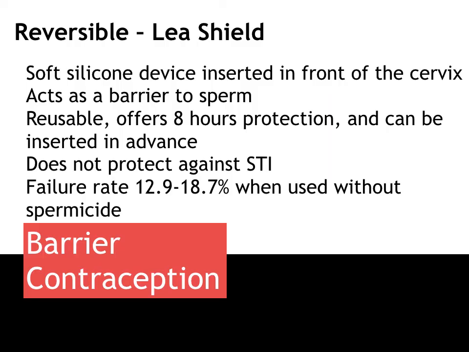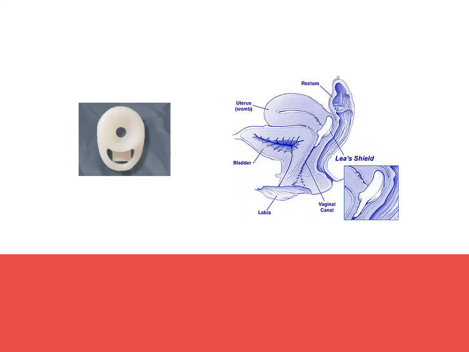A few other methods of barrier contraception. The next one we'll discuss is the Lea Shield. This is a silicone device that's inserted in front of the cervix, again acting as a barrier to sperm. This is reusable, similar to the other two devices we've discussed. It offers about 8 hours of protection and can be inserted in advance. This doesn't protect against STIs. And the failure rate is about 12 to 18.7% with spermicide. This is just a picture of the Lea Shield as well.